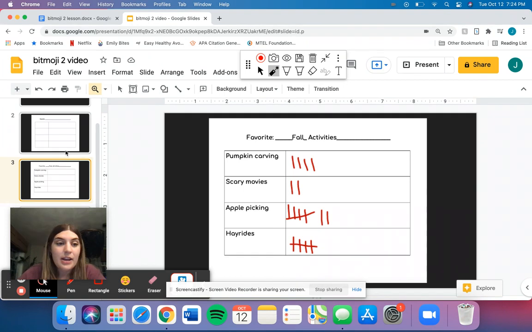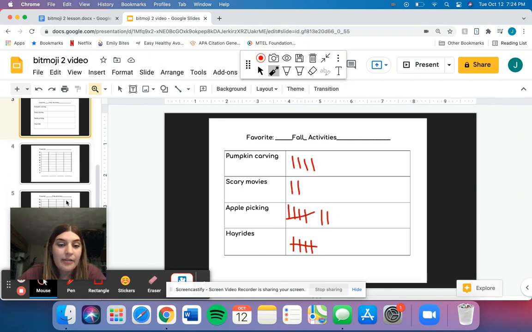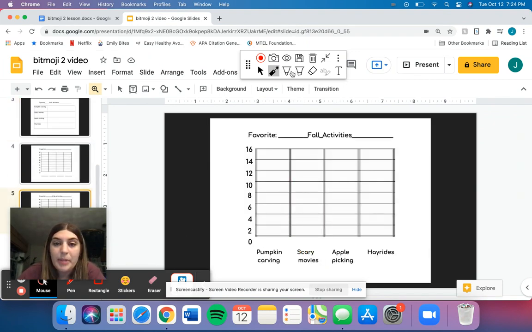4, right. So I'm going to go to my graph, and for pumpkin carving, I'm going to count up 4. Notice that these are counting up by 2s, so be careful. You're not going to count 4 boxes because that would show 8. You're just going to count up to 2 boxes because that shows 4. So here, I'm just going to fill in my 4 people who voted for pumpkin carving. You're just going to color it in.